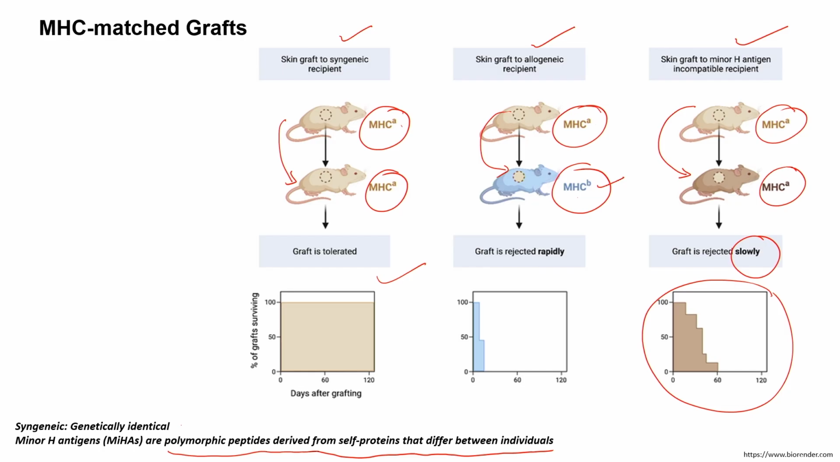So we'll study this in detail, the different types of graft-versus-host reaction, in our later classes. This is just to give a picture that MHC does play a very important role in multiple processes. One such process is graft rejection. All right, we'll move on.